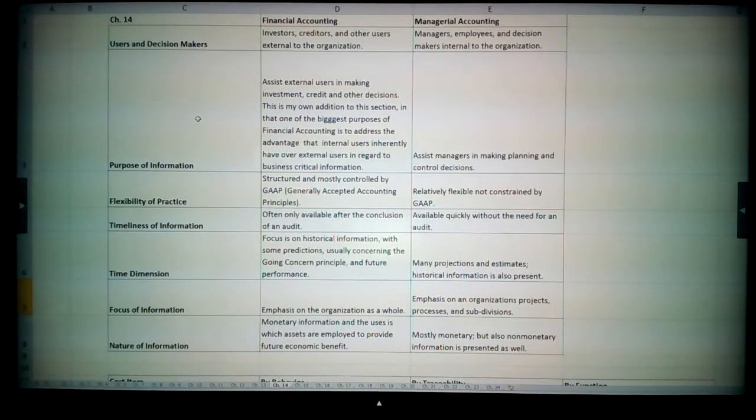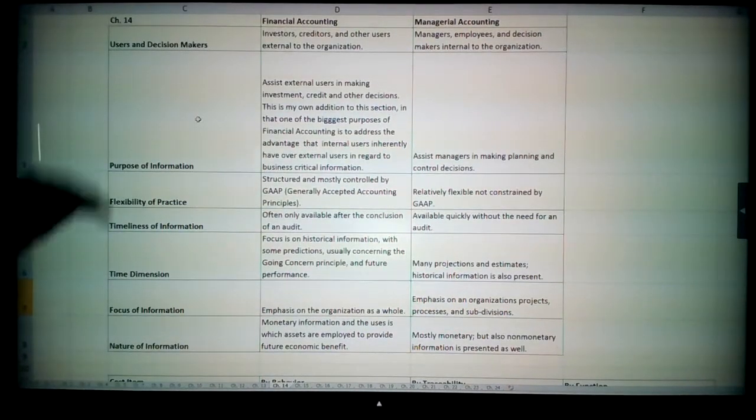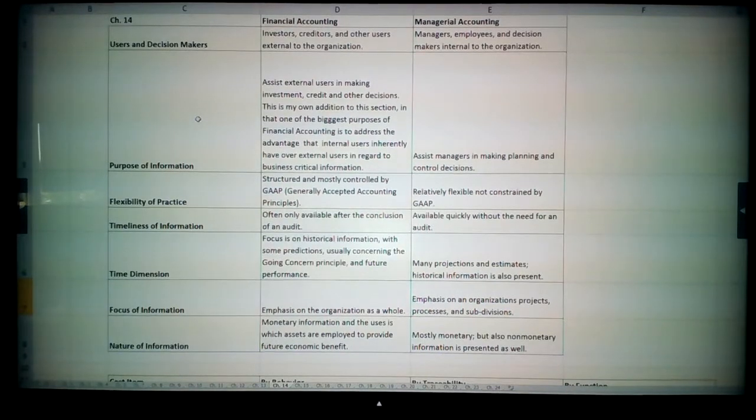So, quick sum up. Differences between financial and managerial accounting. The users and decision makers. For financial accounting, it's your external people. People who invest in the company, buy its stock, give it loans, those kinds of people. Whereas for managerial accounting, it's your internals. It's your managers, employees, anyone within the company who's looking for information to help them better run the company.